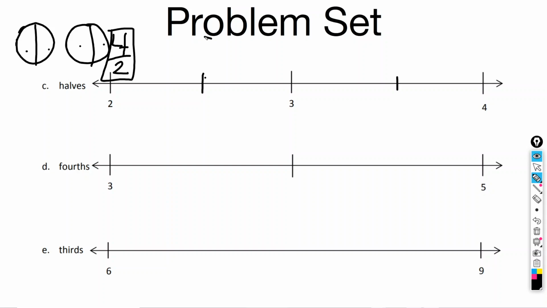Then I'm going to keep counting up. 5 halves. 6 halves. 7 halves. 8 halves. And remember, it said it wanted you to put a box around all the ones that represent a whole number.